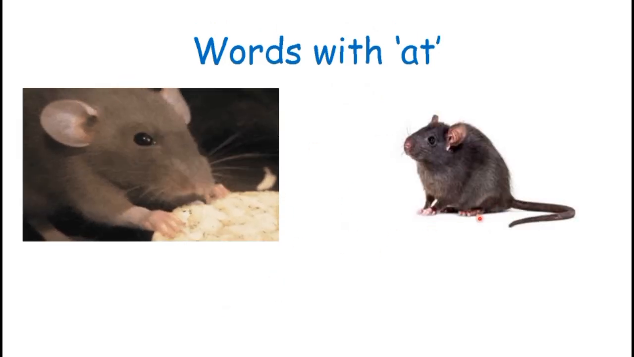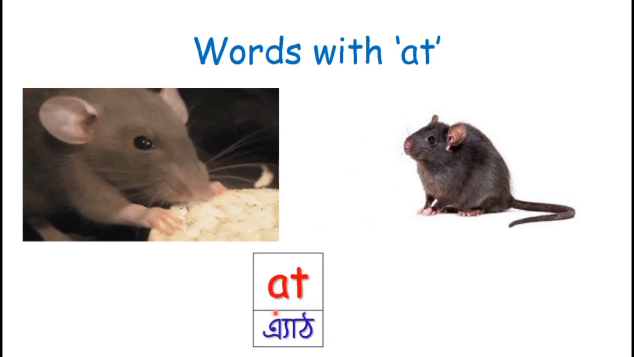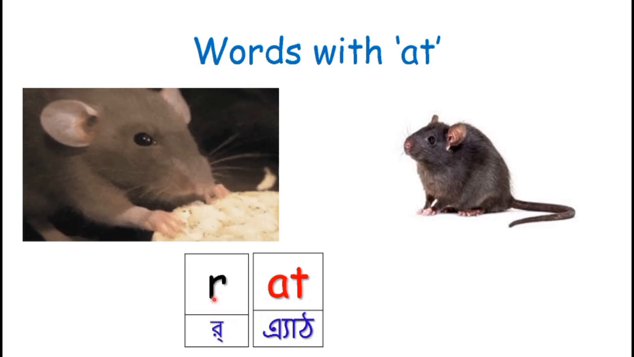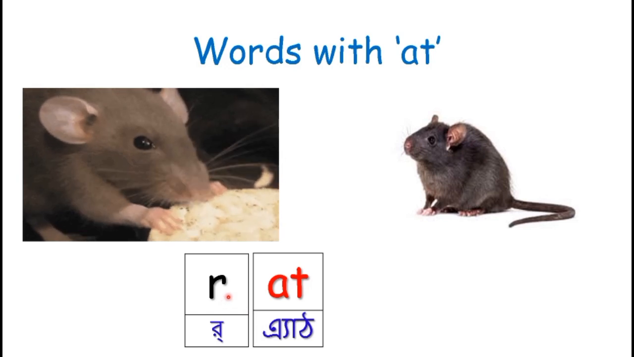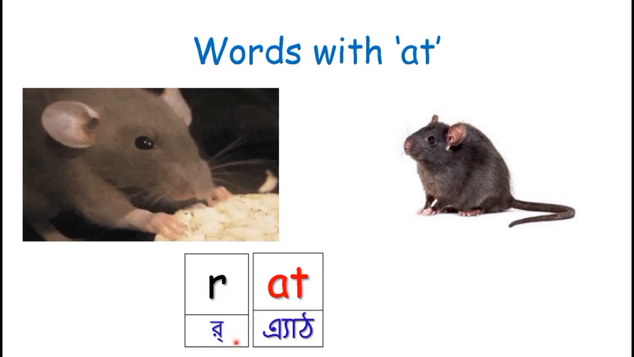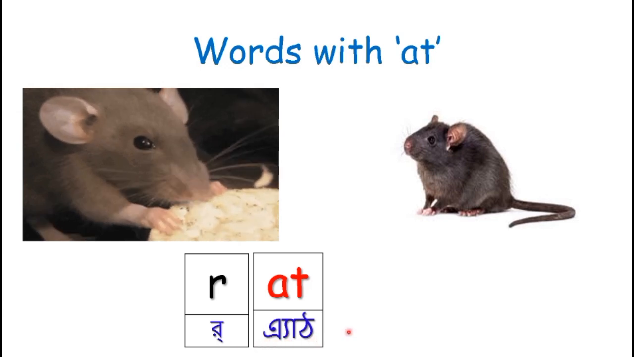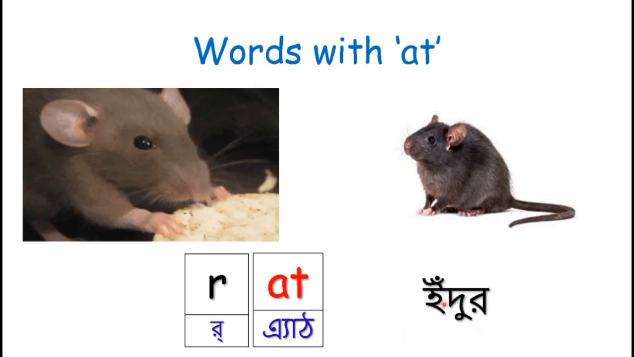Okay, this is a picture of a rat. So how can I spell rat? We know at first we have to say at, and since we are saying rat, we have to put r before at. This is alphabet R, and in phonics R sounds like r. So how can I spell all together? At rat. At rat. And rat means idur. Rat, idur.